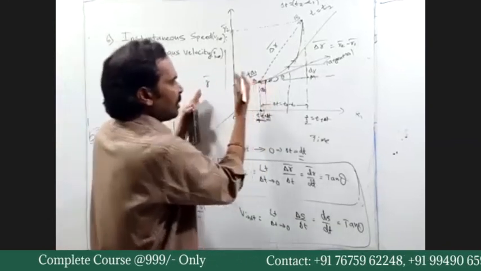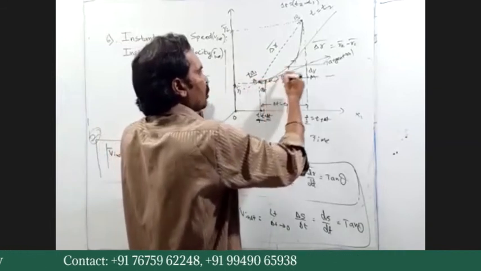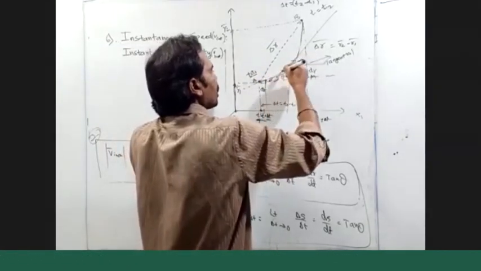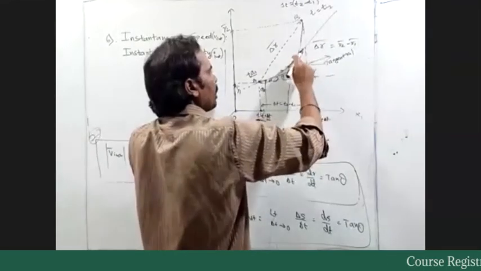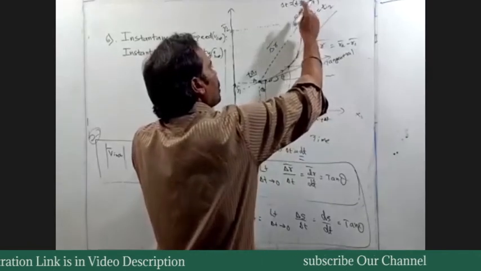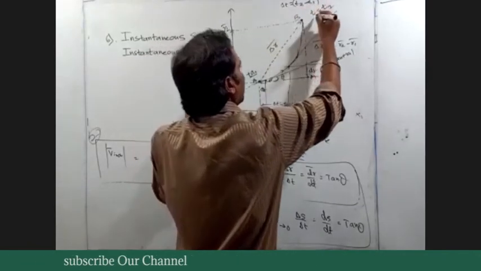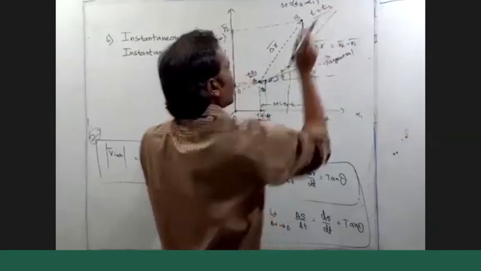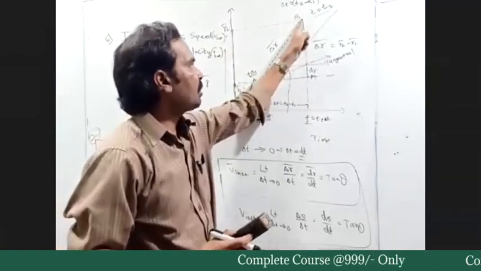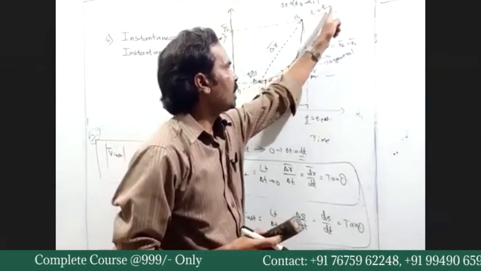Now it begins to move along this curved path. This is the curved path, and along this curved path it is moving. Then it finally goes to this point B. When it reaches point B, at that moment the instant of time is equal to t2. It means the moving particle reaches point B at time t2.